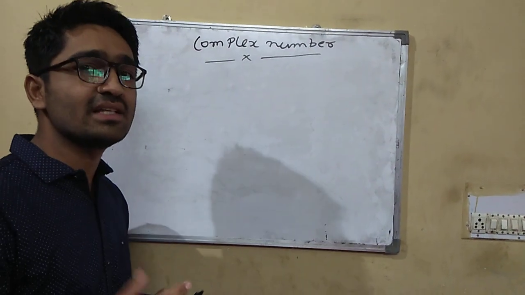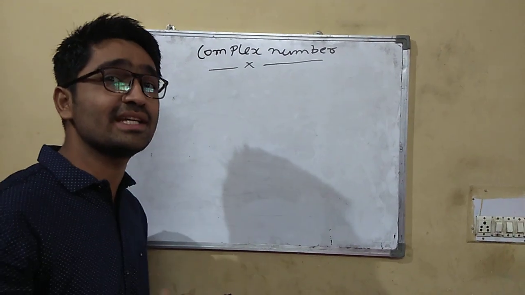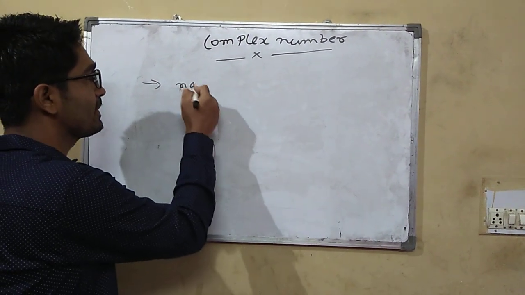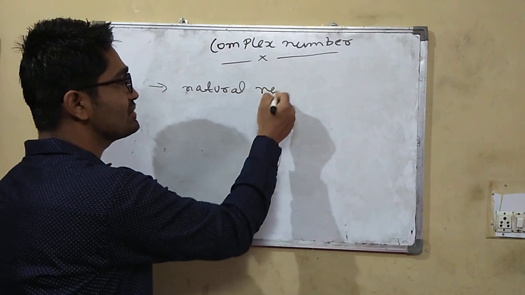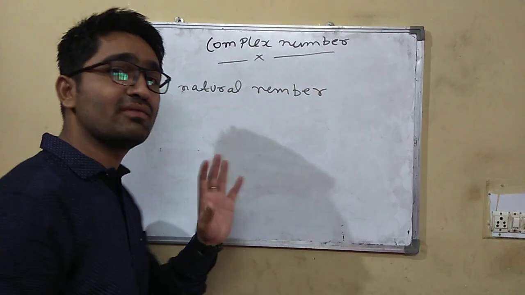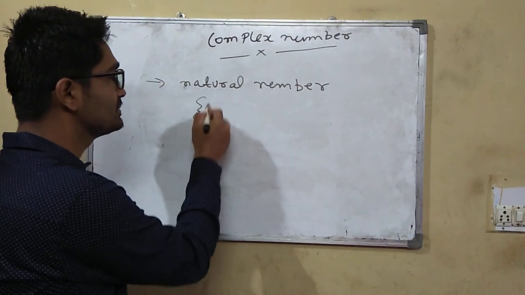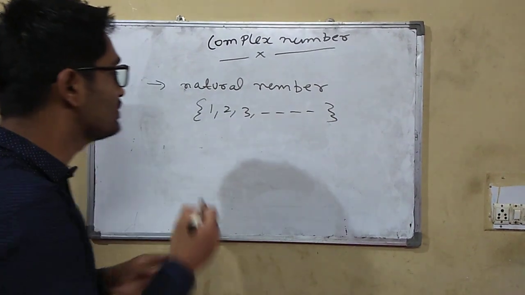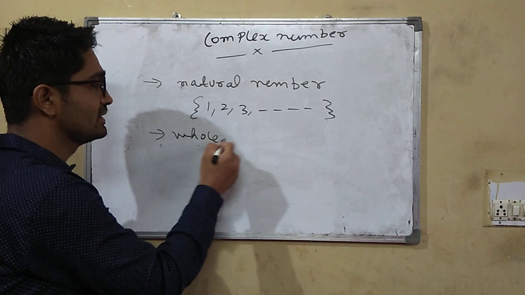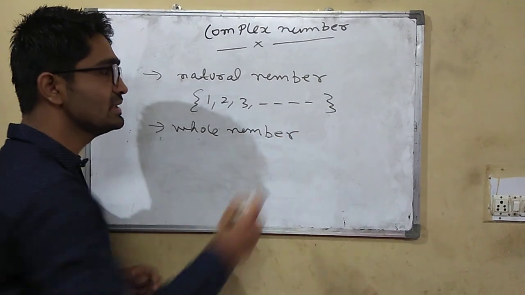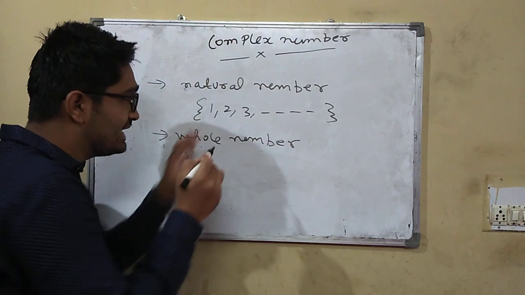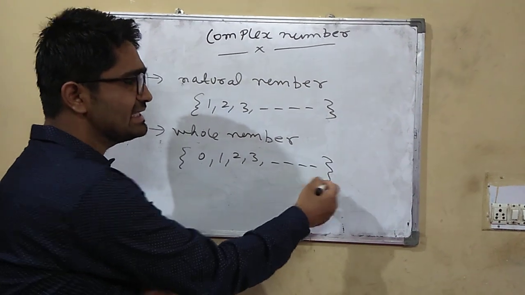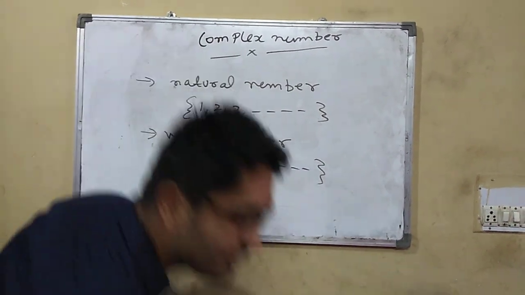So beta, first I'll give you the introduction of the numbers which we have studied in previous classes. First, the natural number. We know that the natural numbers start from 1, 2, 3, and go on like that. Then we come to the whole numbers. If I include 0 in the natural numbers, that becomes the whole numbers. These are some basic numbers that we know.